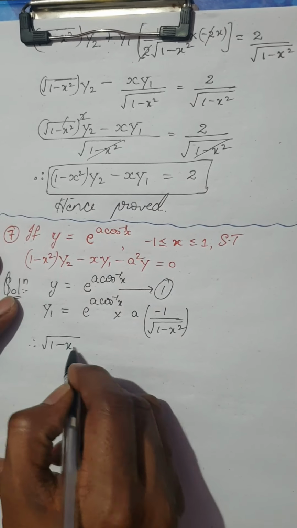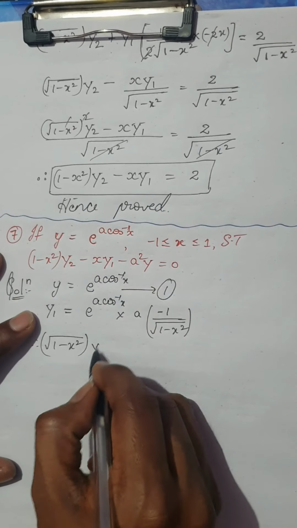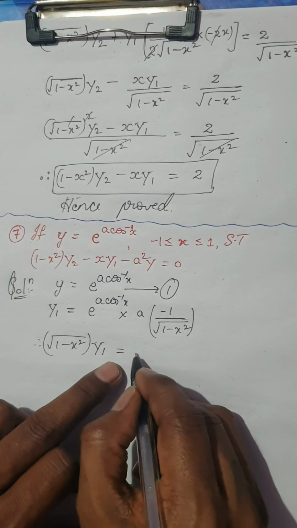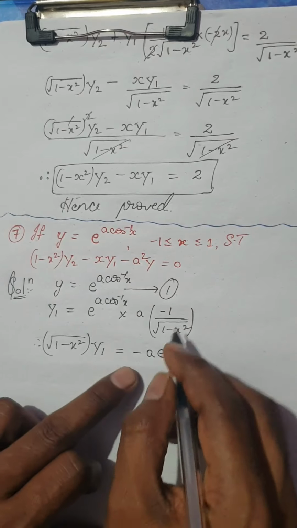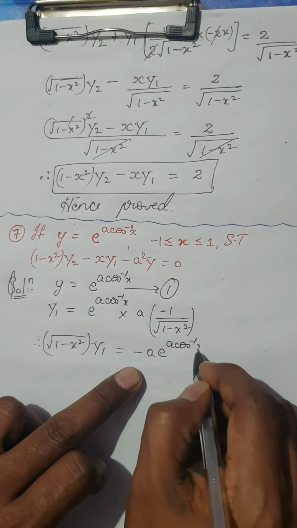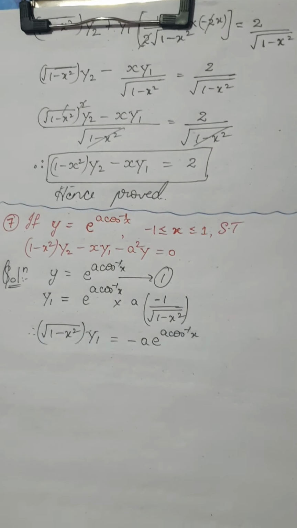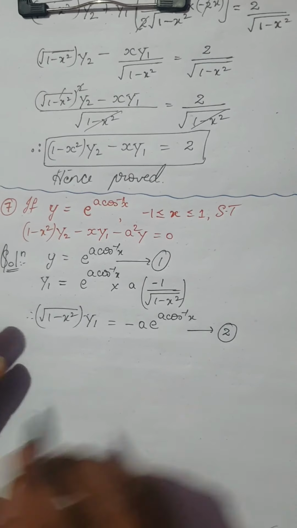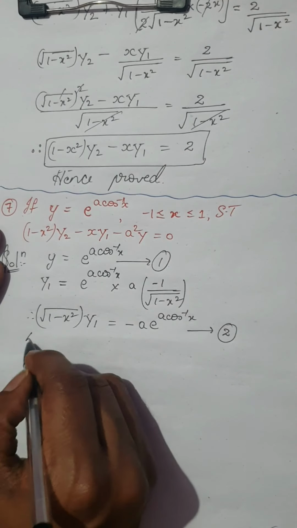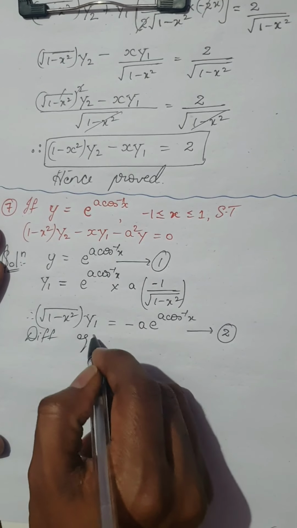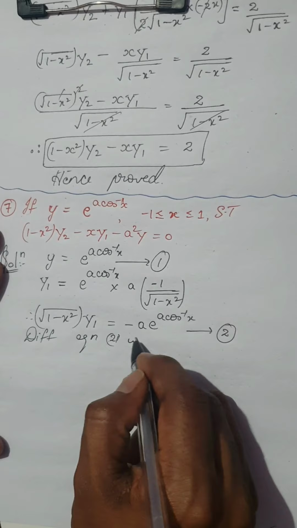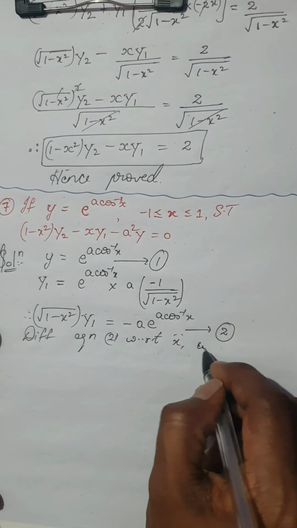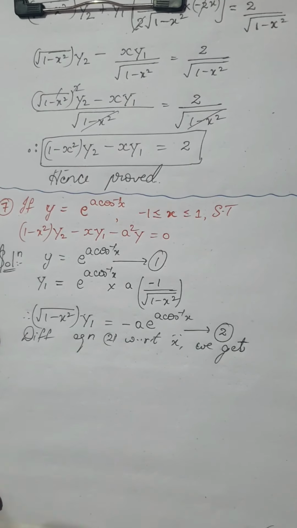Therefore root of 1 minus x square into y1 is nothing but, I have minus here, so minus a into e power a cos inverse x. Is it clear? So this would be my first derivative. Let me take it as equation 2. Okay, so differentiating equation 2 with respect to x, we get, what are you going to get?